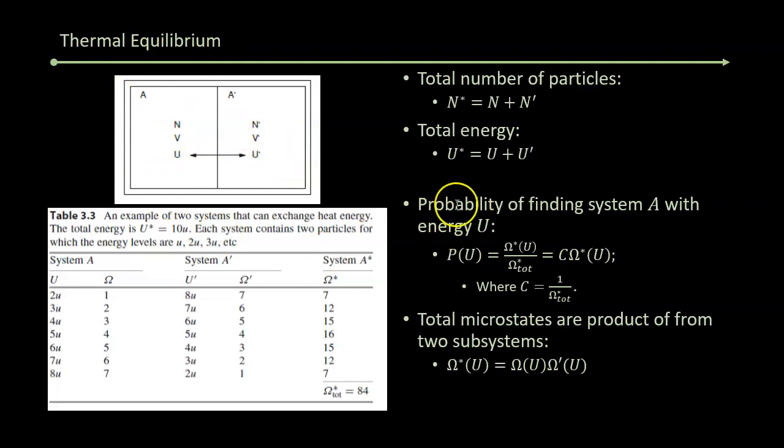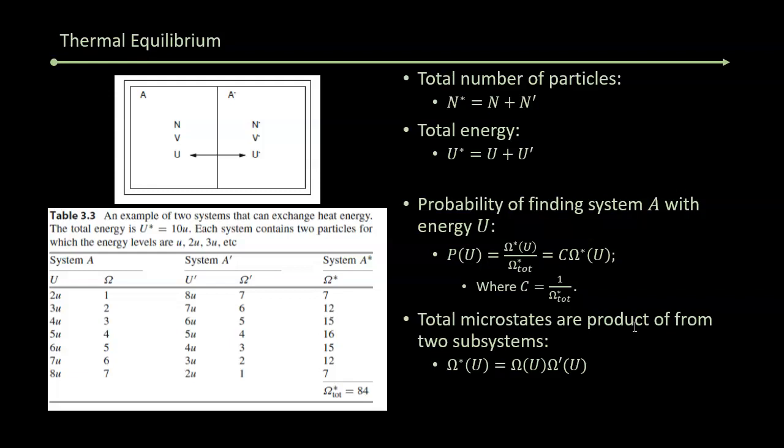So the probability of finding system A with a particular energy U is going to be the total number of microstates of the system as a whole that have that energy divided by the total number of microstates of the system. Now, the total number of microstates of the system is just a constant, so we can say the probability is this constant times the microstates that have U. The total microstates are a product from the two subsystems.